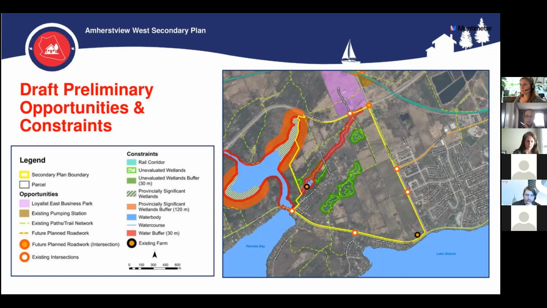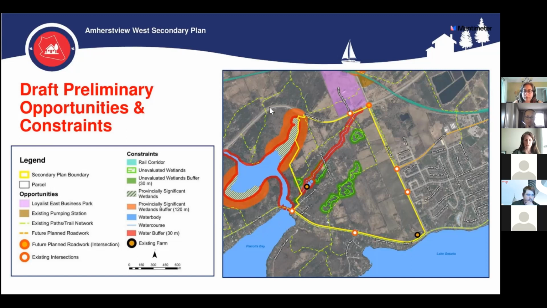You can see those in the dashed yellow or light green lines. Thank you, dashed was the word that was escaping me. So those are existing paths and trails within the area. We know the Lake Ontario Waterfront Trail route runs along the Loyalist Parkway, and then there are multi-use paths along County Road 6 from Amherst Drive to Taylor Kidd Boulevard. There are also, within Parrots Bay, the conservation area trails.